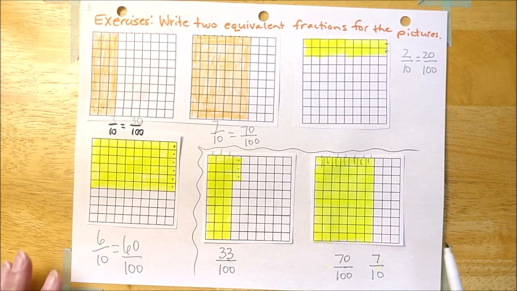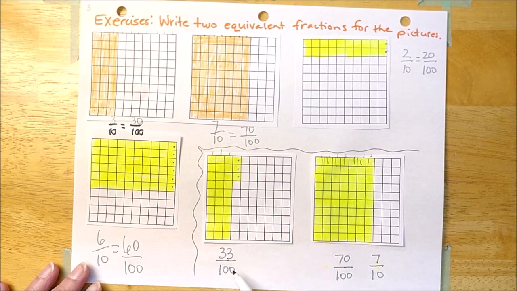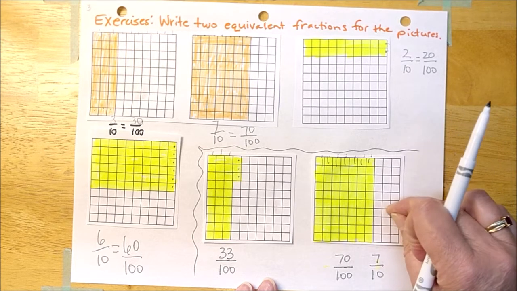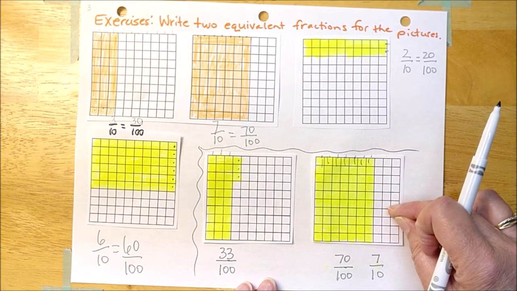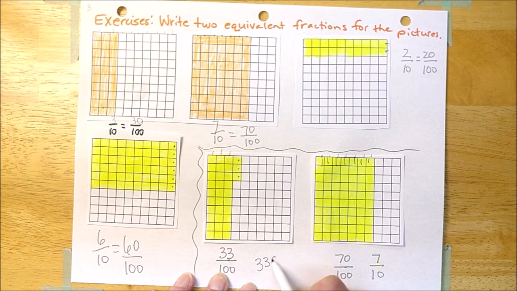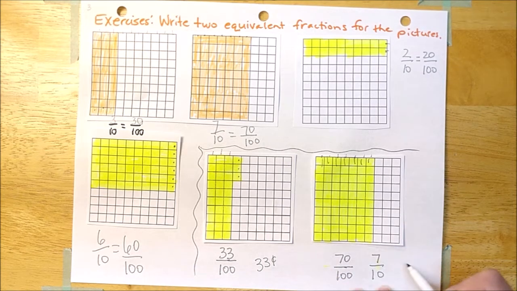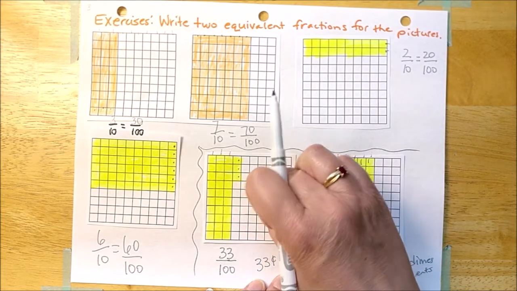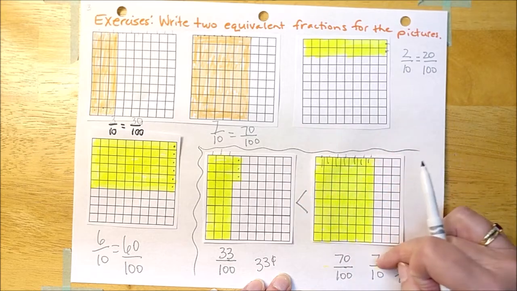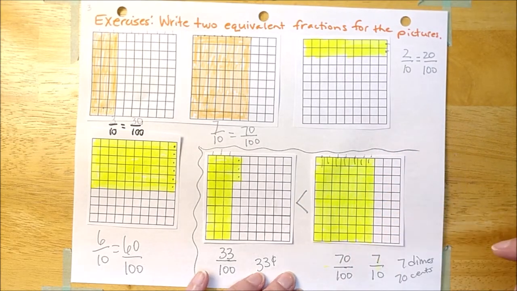So, which one do you have more colored in? Is it 33 hundredths or 7 tenths or 70 hundredths? Which one do you have more colored in? You have more colored in over here, so that's easy to say. So which is more? This is the same as 33 cents, and this is the same as 7 dimes or 70 cents. So which one is greater? This one's greater, so we would say 33 hundredths is less than 7 tenths or 70 hundredths.